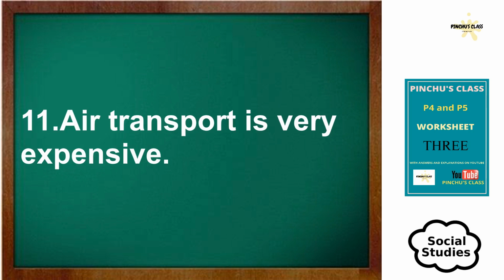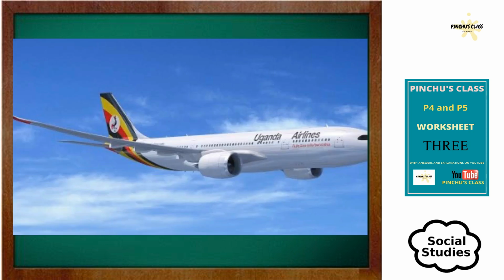Number 11, air transport is very expensive. That's why few people use it in Uganda. Yes. Do you go with an aeroplane to school? No, you don't. Why? Because you cannot afford it. And even if you could afford it, where would it park? So you see, that's why we say that it is very expensive.